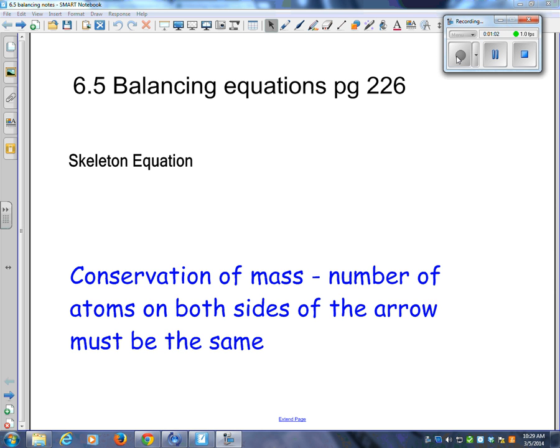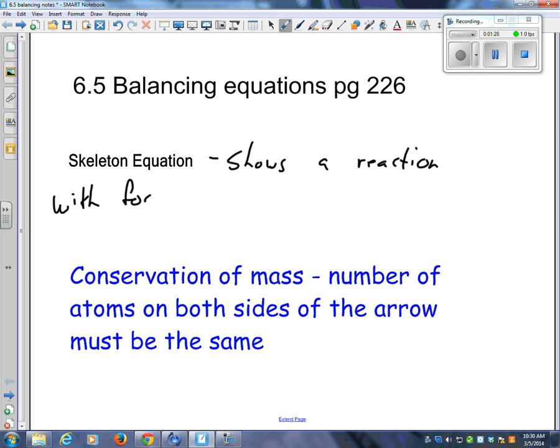So what is a skeleton equation? A skeleton equation is a representation of a chemical reaction in which the formulas of the reactants are connected to the formulas of the products by an arrow. What is it? It shows a reaction, a chemical reaction, if you will. Shows a reaction with formulas. And I'm going to write in brackets, unbalanced, much like myself during my concussion days, unbalanced.